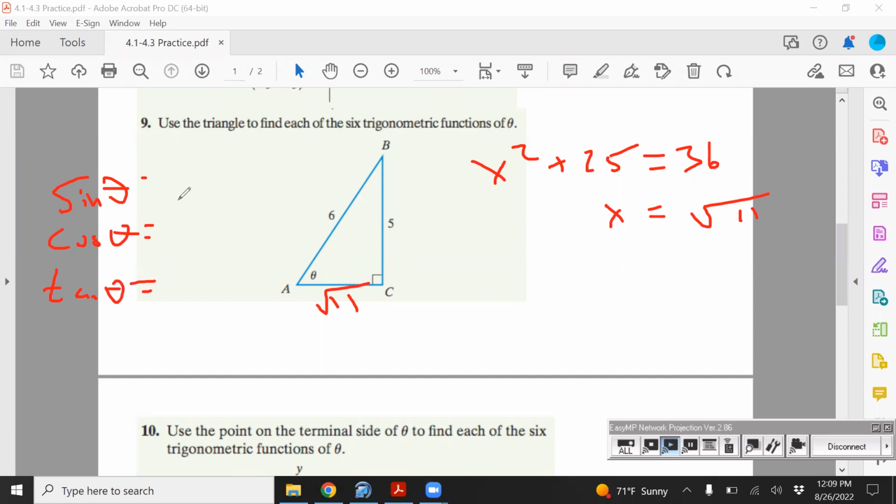What's weird about cosecant and secant is that I would think cosecant should go with cosine. It doesn't. There's a reason for that. I'm not sure why. I know, it's a little confusing.